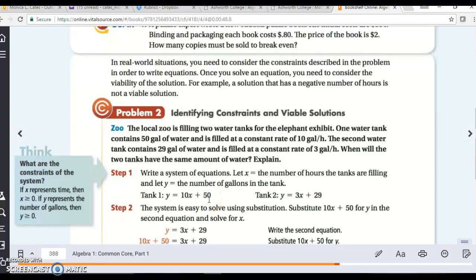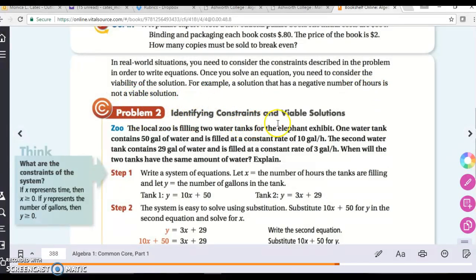Okay, we're looking at problem 2 from lesson 6-4. It says, in real world situations, you need to consider the constraints described in the problem in order to write equations. Once you solve each equation, you need to consider the validity, or the viability, of the solution. For example, a solution that has a negative number of hours is not a viable solution.